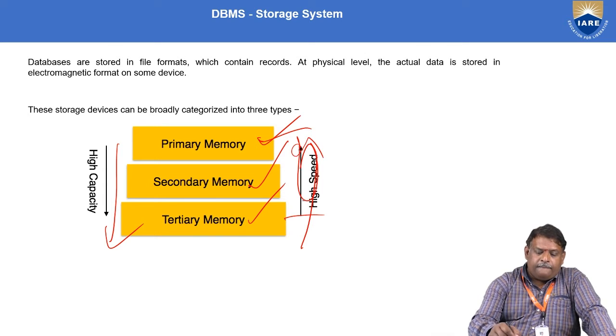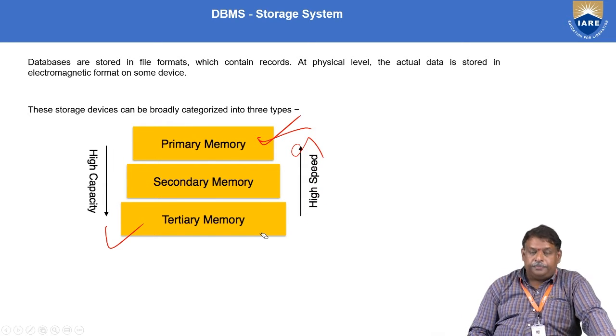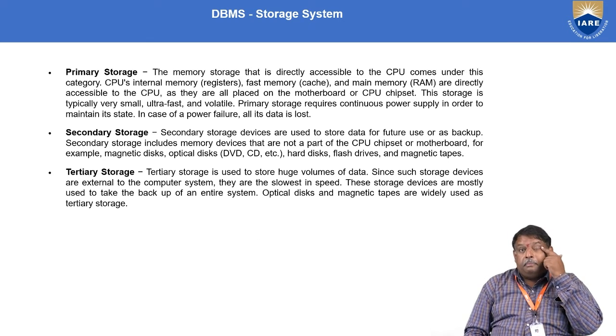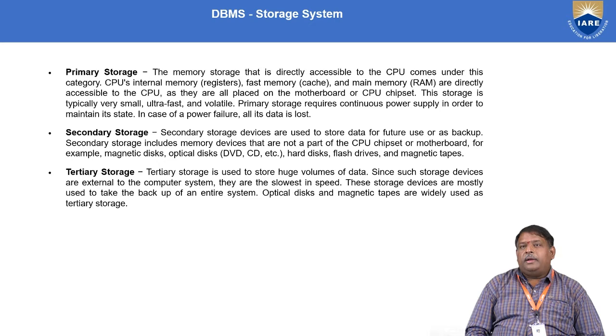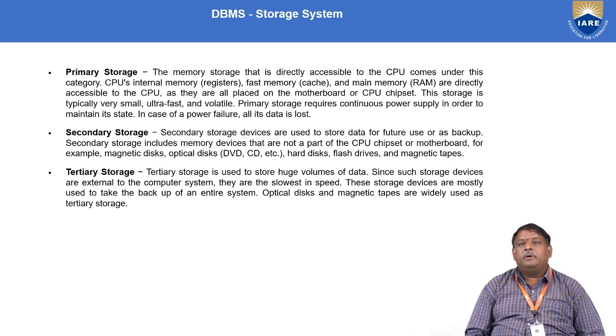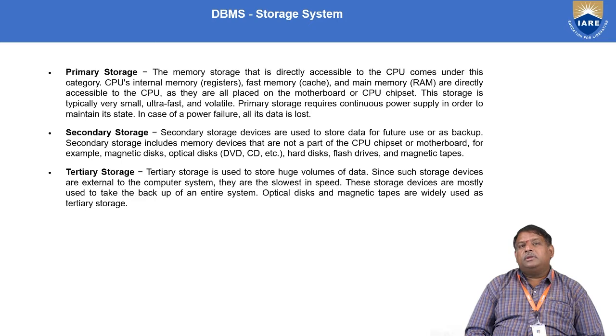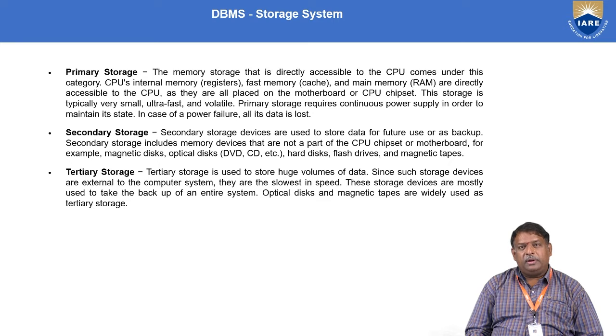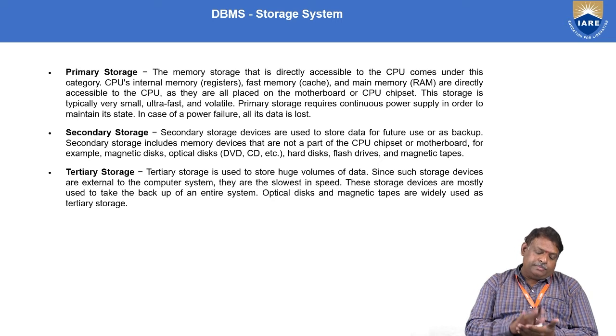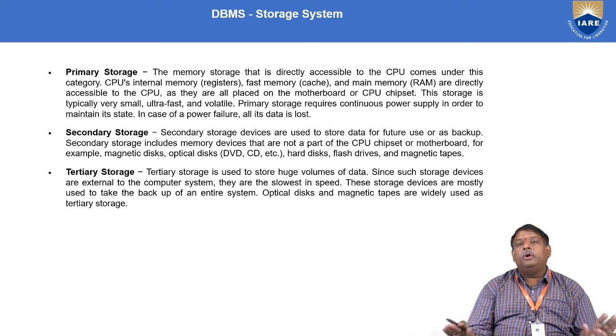This is the primary storage. It is memory storage that is directly accessible to the CPU, like RAM or internal memory, and it is placed on the motherboard or CPU itself. This storage is typically very small but ultra fast and volatile. Primary storage requires a continuous power supply to maintain its state. In case of power failure, all data is lost because everything is stored on the memory chip.